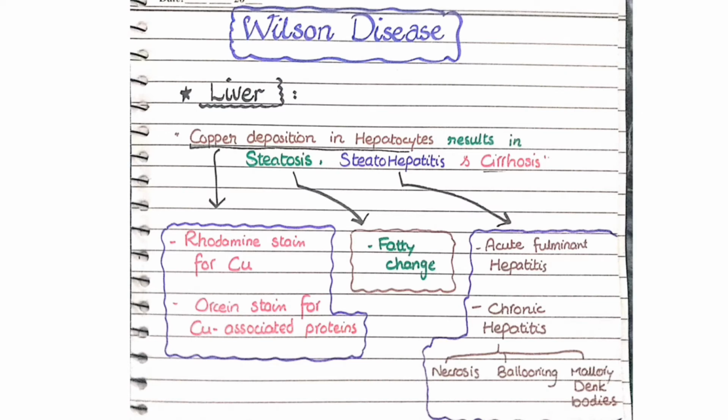Now for morphological changes of the liver in Wilson's disease, the keywords to remember are: copper deposition in hepatocytes results in steatosis, steatohepatitis and cirrhosis. The morphological changes of the liver in Wilson's disease are very similar to those that occur in fatty liver disease, because in fatty liver disease we studied that the keywords were fat deposition in hepatocytes resulting in steatosis, steatohepatitis and cirrhosis. But here in Wilson's disease, the copper deposition in hepatocytes also stimulates steatosis, steatohepatitis and cirrhosis.